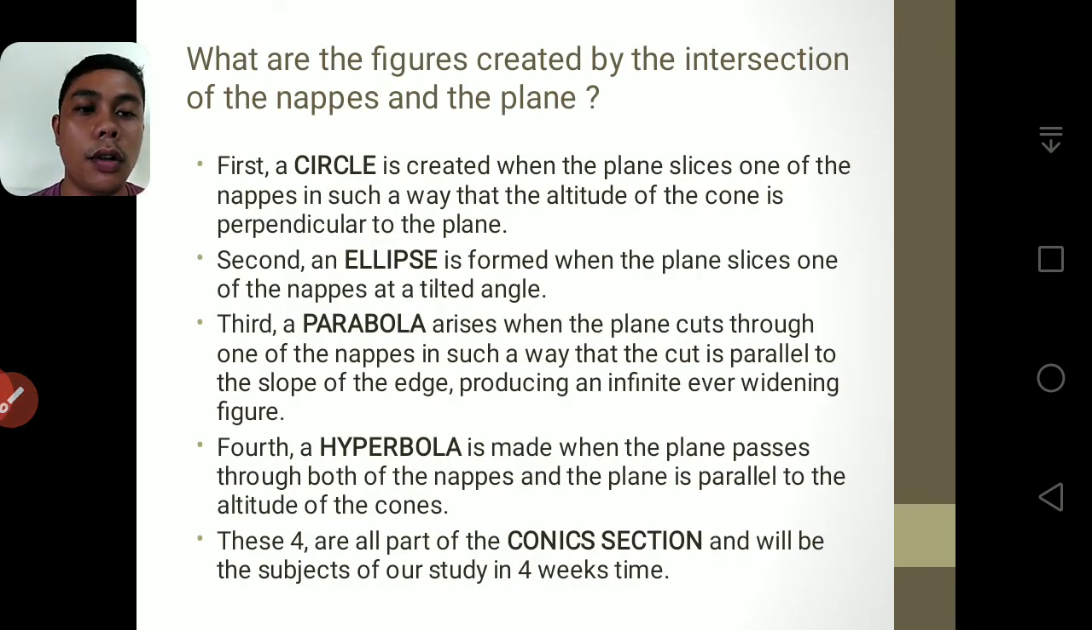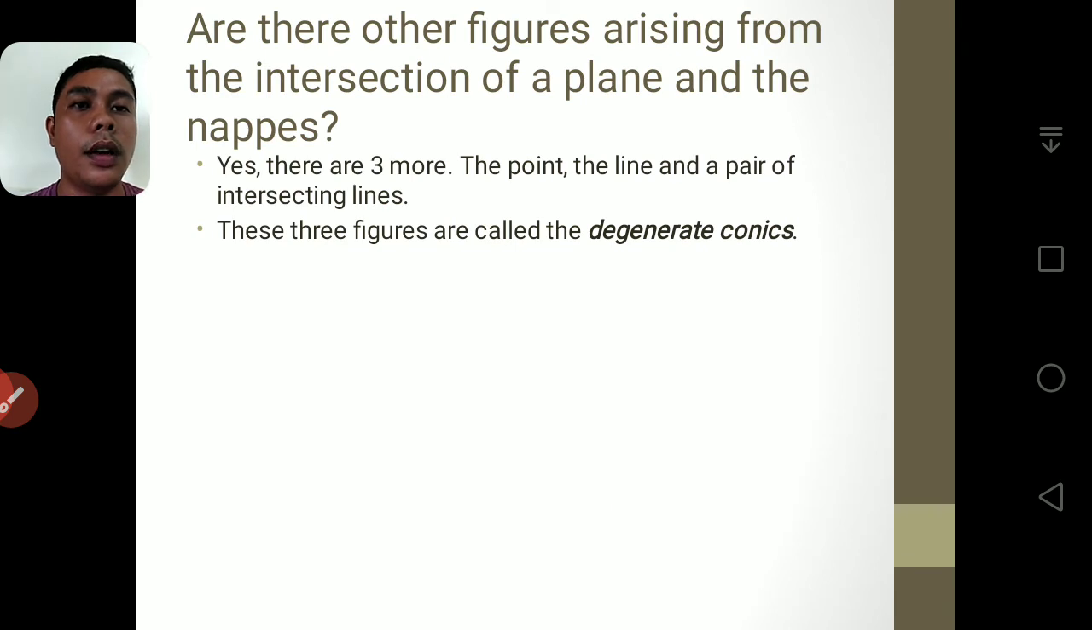These four are all part of the conic section and will be the subjects of our study in 4 weeks time. So in 4 weeks we are gonna study them one by one, one conic per week. Are there other figures arising from the intersection of a plane and the naps? Yes, there are 3 more: the point, the line, and a pair of intersecting lines. These 3 figures are called the Degenerate Conics. So they are actually not proper conics. So they were called degenerate.